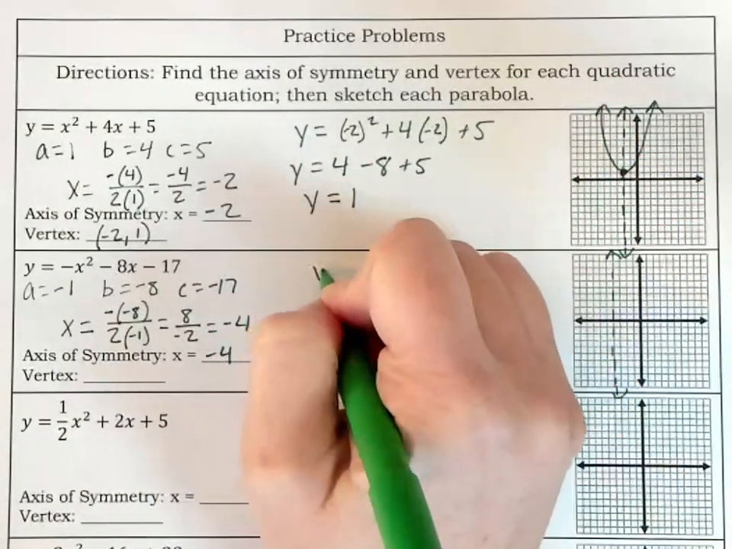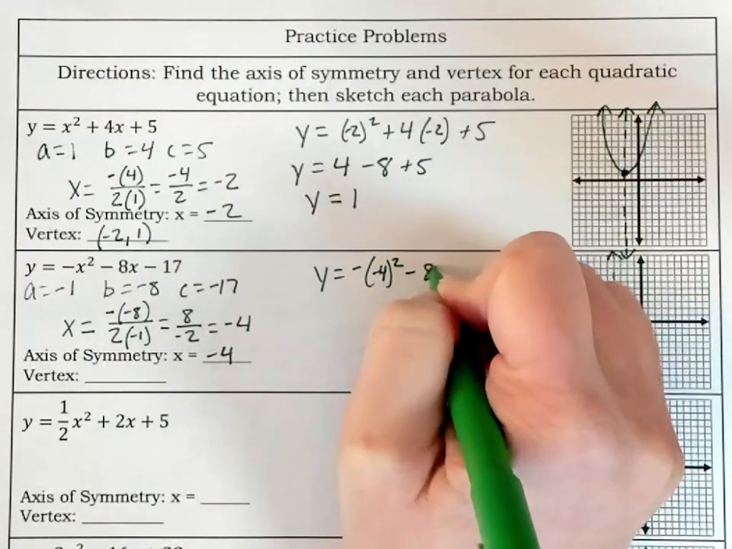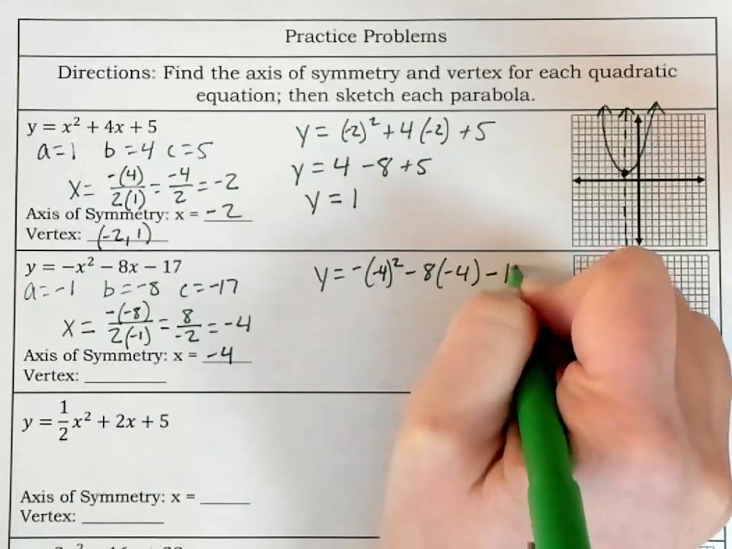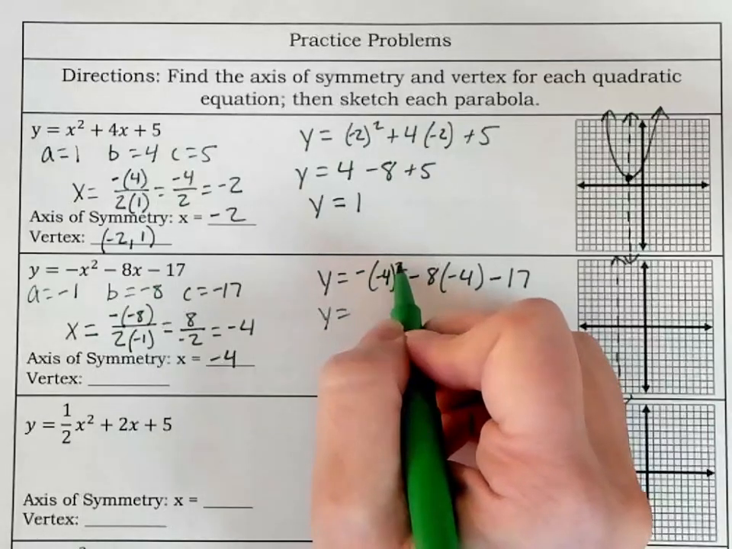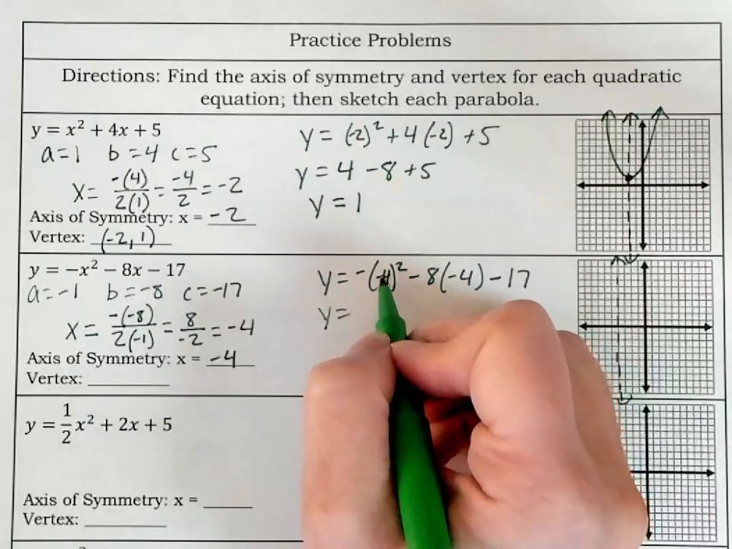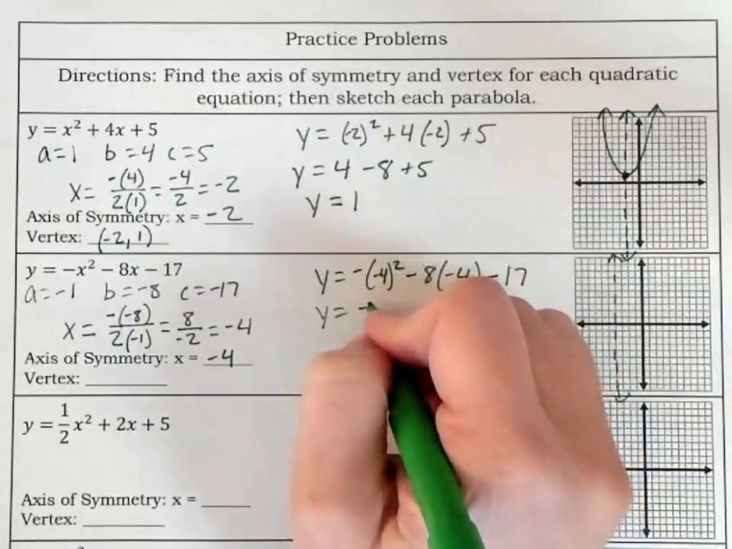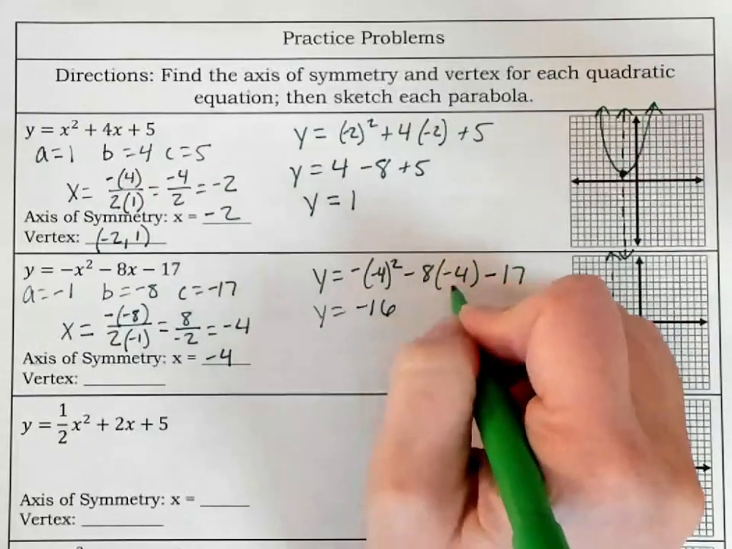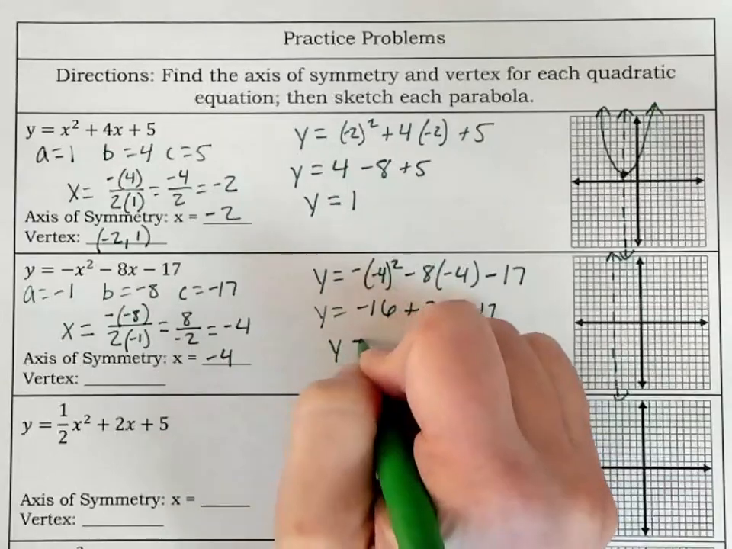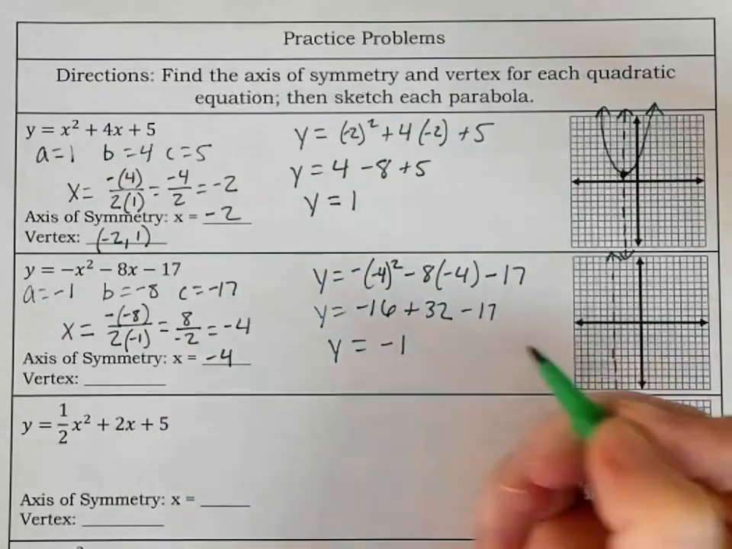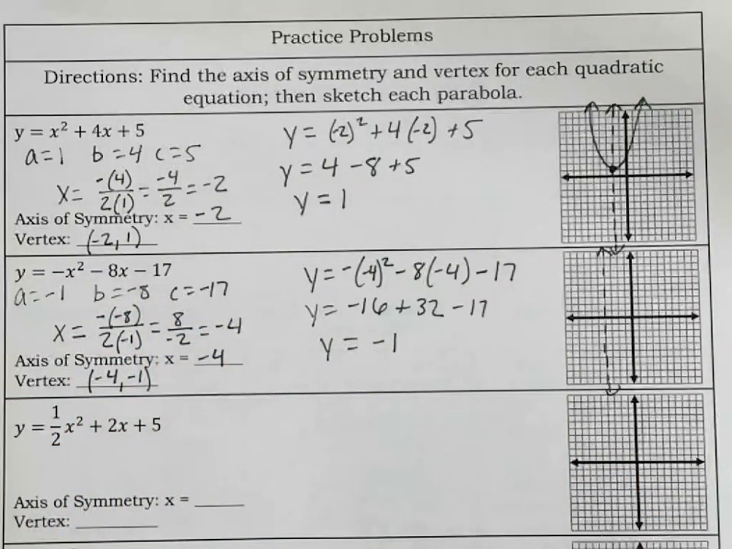Okay, and then from this point, I'm going to have to plug that in to find my y value, to find my vertex. So y is equal to negative 4 squared minus 8 times negative 4 minus 17. So again here, when we do our negative 4 squared, we get positive 16, but then we have this negative from the actual equation that multiplies to give us a negative 16. Then our negative and a negative here becomes a positive 32. We bring down the negative 17, and when we simplify, we get negative 1. So vertex here is going to be the point negative 4, negative 1 on our graph.